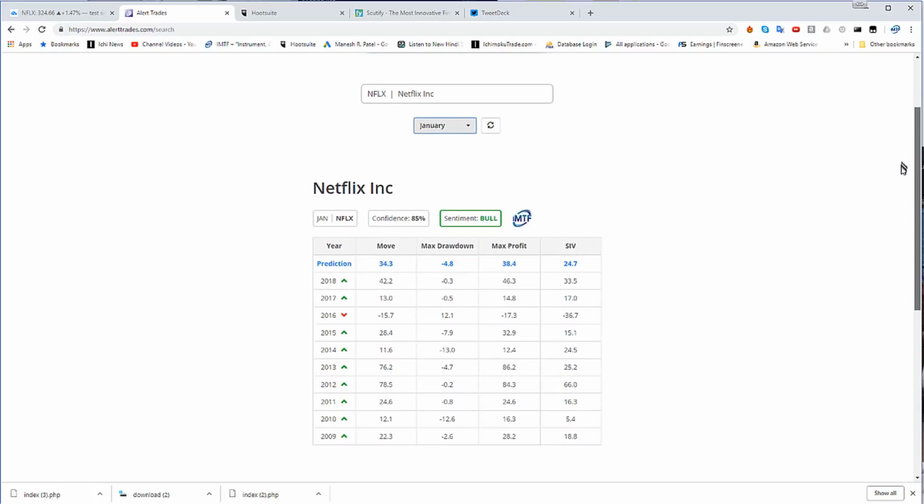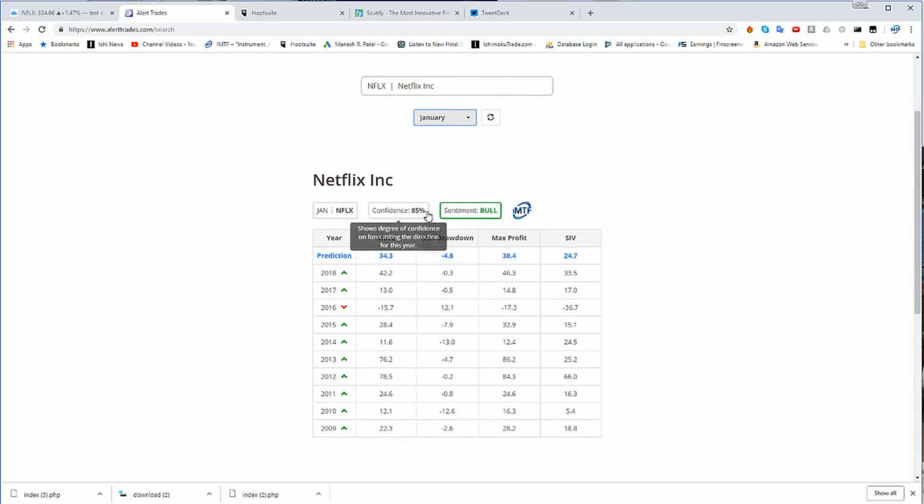If you look on here, it tells you it's an 85% probability of being bullish. Here's the key thing. It tells you it's going to make an average prediction move of 34.3%. That's a huge move. The drawdown of 4.8%, max profit of 38.4%. This is pretty big. And if you look at every year, that's kind of like a huge number. Don't expect a 34% move, but all you know is it's going to be a big move that's critical.